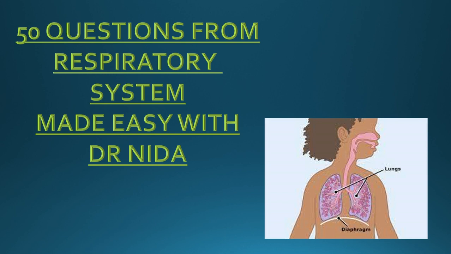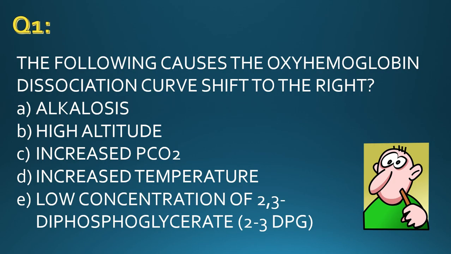So, we'll be studying different sections and different chapters, and there'll be different questions from each chapter, each section. Now, the first chapter that we're going to study is the respiratory system, and there are about 50 questions from the respiratory system, and we'll be doing 1 to 2 questions every day. Now, the first question about the respiratory system is about the oxyhemoglobin dissociation curve.